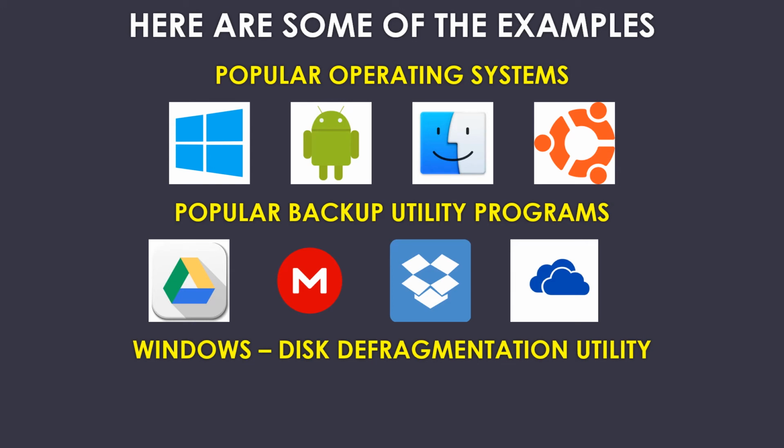The third category is disk defragmentation utility. Now within a computer hard drive, the files which are stored in the form of bits scatter around. So this defragmentation utility brings the fragmented pieces of files together, which makes your computer run a little better.